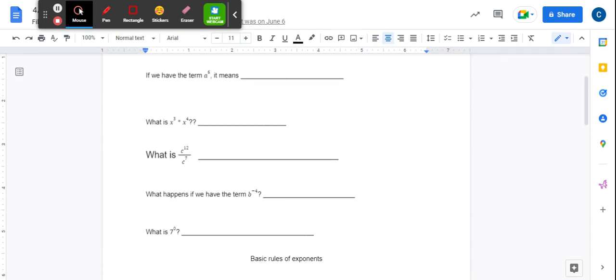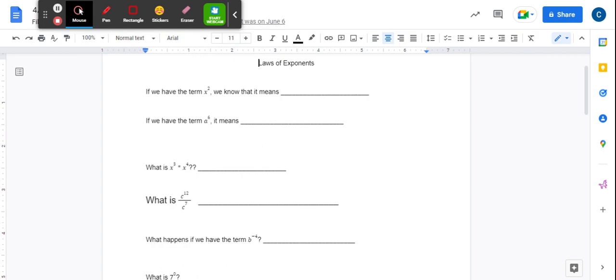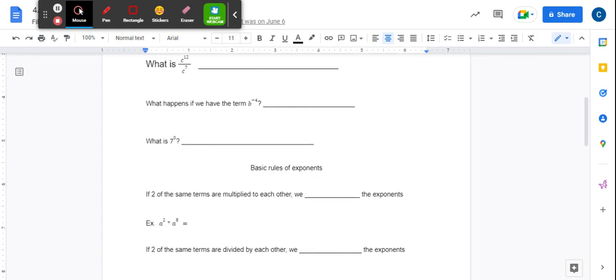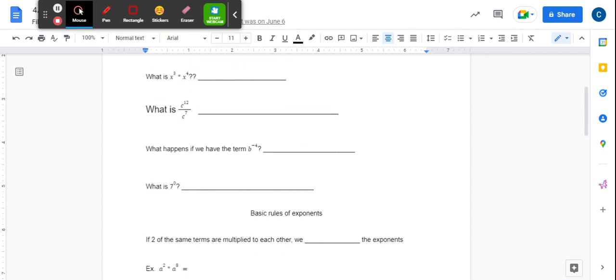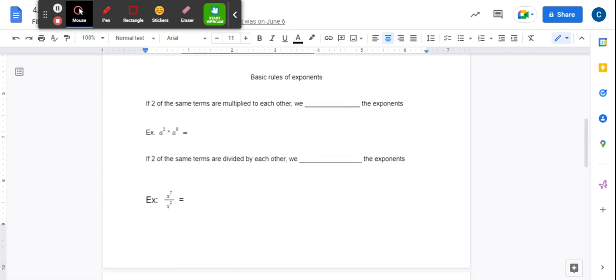If you're not sure how to do these top problems here, watch the video and copy these notes down, and try the problems out after that. But I'm going to go ahead and get started on the laws of exponents.